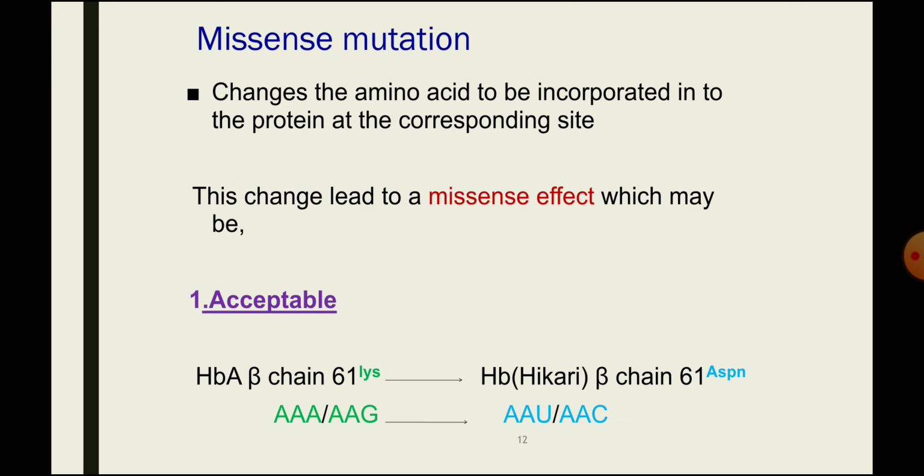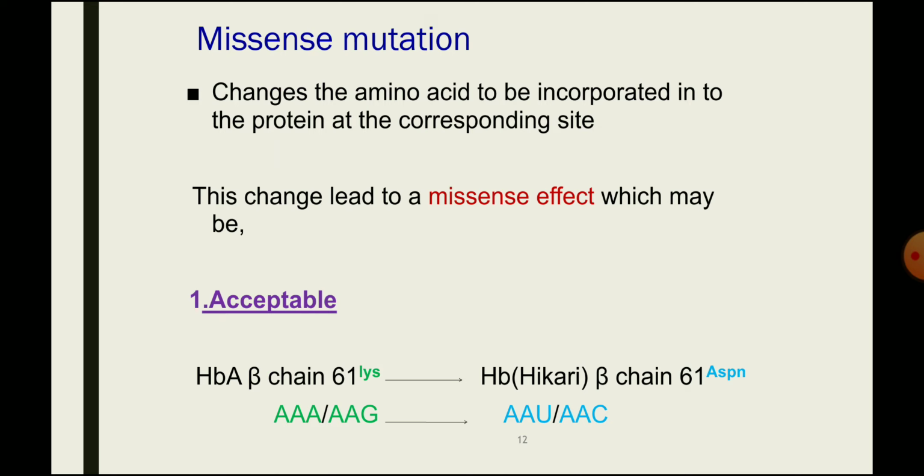So missense mutation means a change in the amino acid to be incorporated in the protein at the corresponding site. There is a change in which amino acid is incorporated, and that will produce an effect. This change leads to the missense effect, which may be acceptable, partially acceptable, or unacceptable.